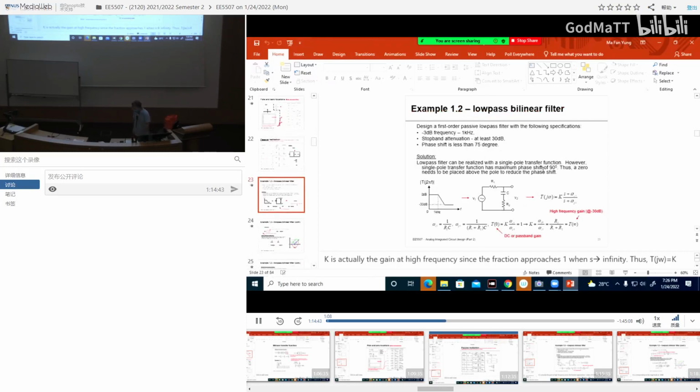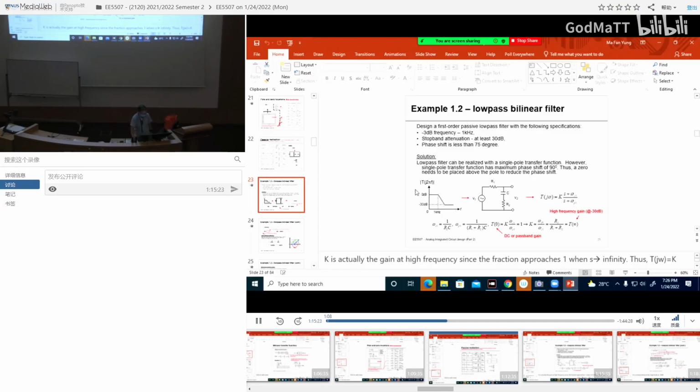Okay, so let's do a quick example of a low pass filter, right? Say you want to design a first order passive low pass filter to meet these requirements. I want the minus 3 dB at 1 kilohertz. I want my stop band to be at least minus 30 dB down. And I want my phase shift to be less than 75 degrees. So, can I implement this using a low pass filter?